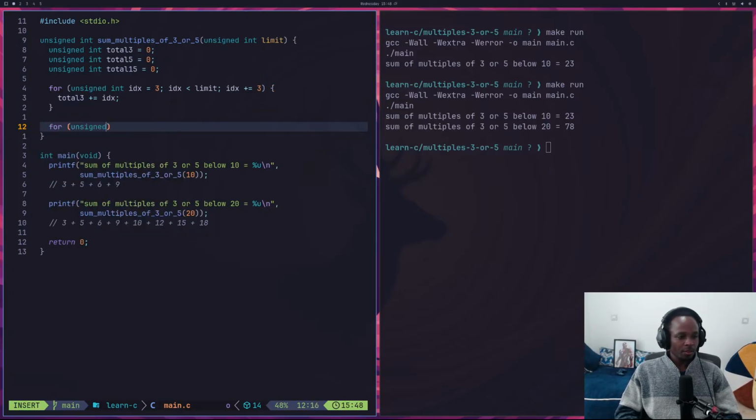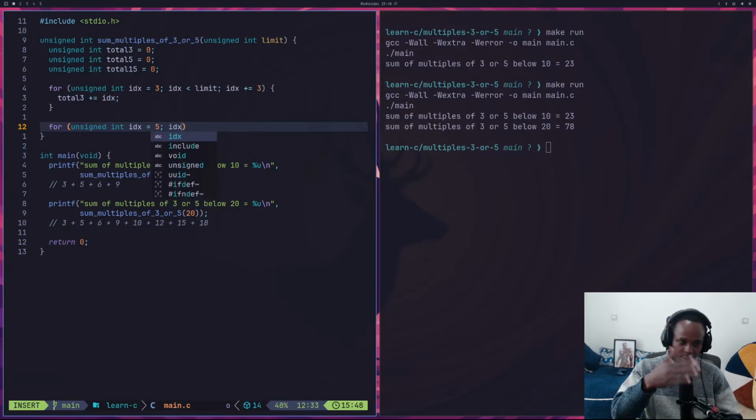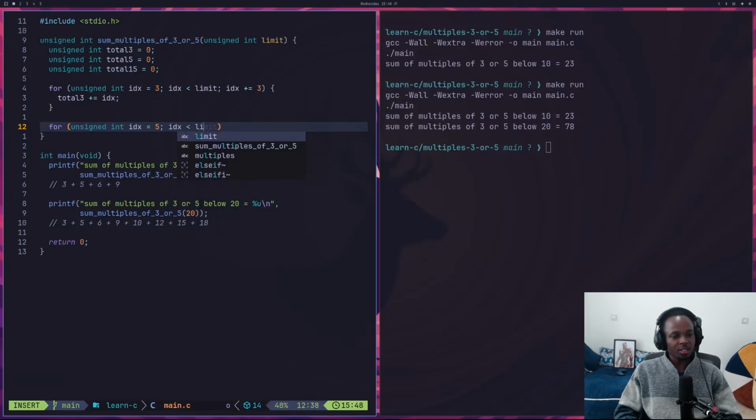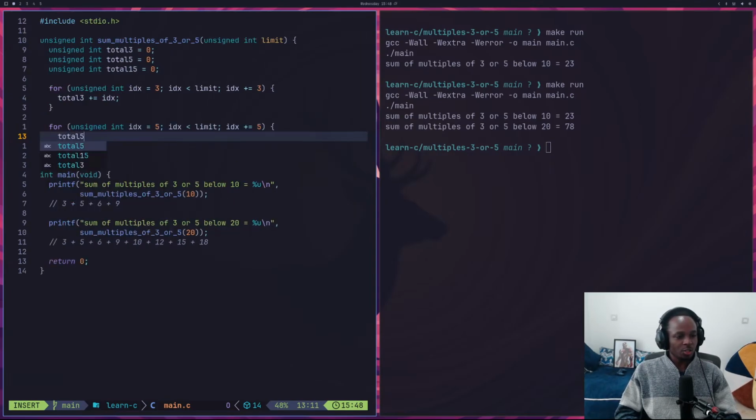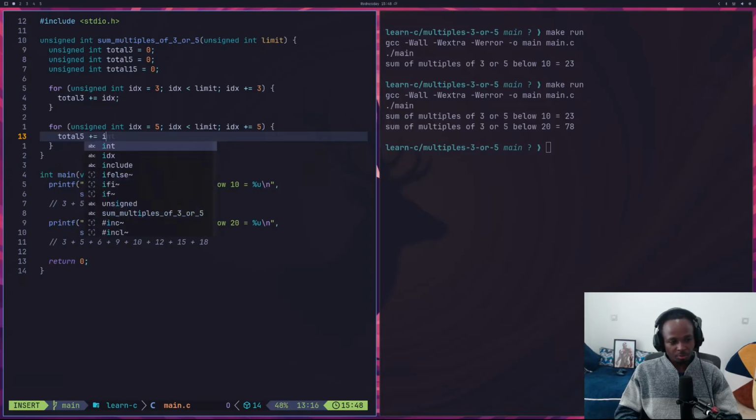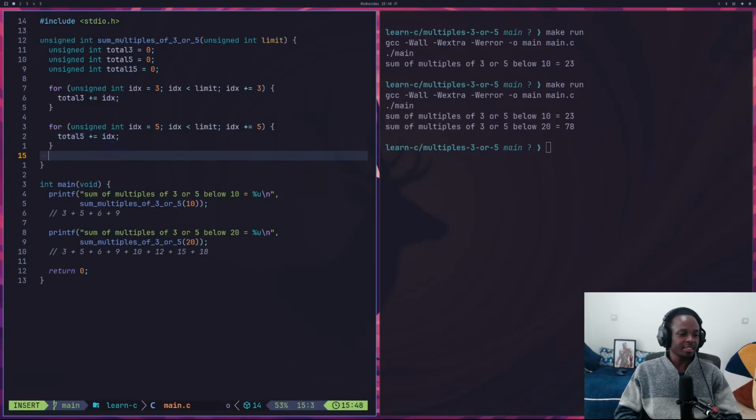So for unsigned int index equals 5. So again, you see, we start at 5, then we ensure that we are strictly less than the limit. Then we'll be incrementing this by 5. And the total for 5 will be the total for 5 plus the index.